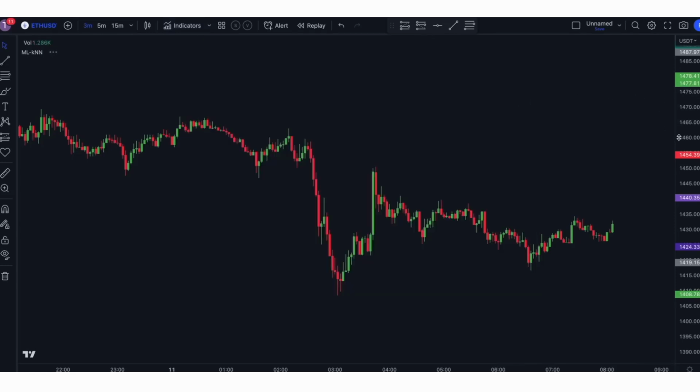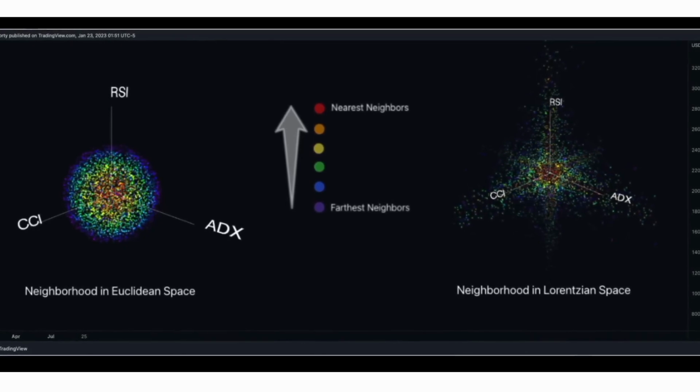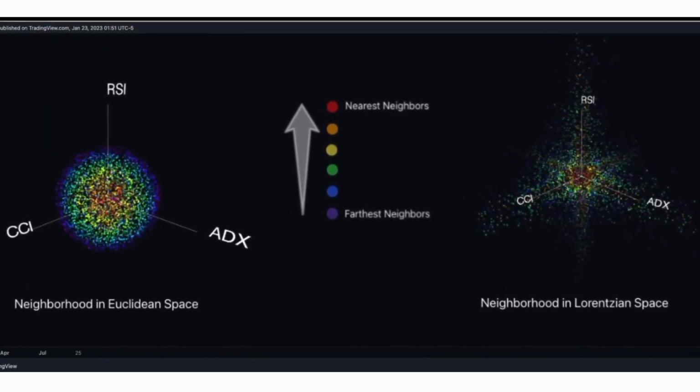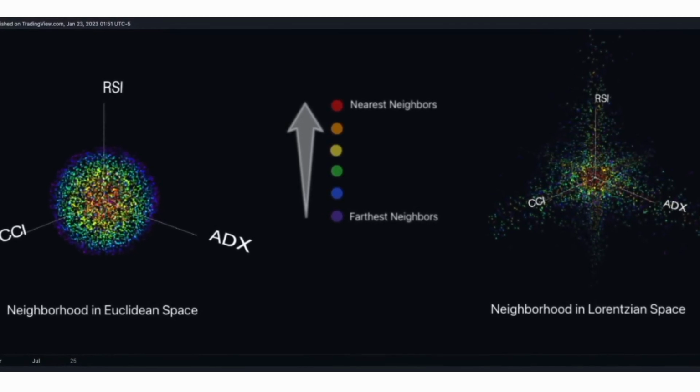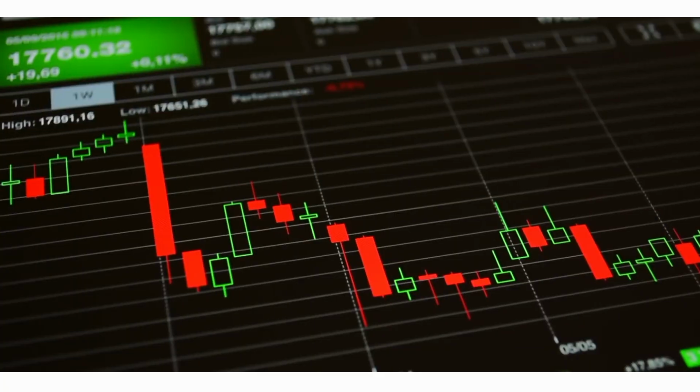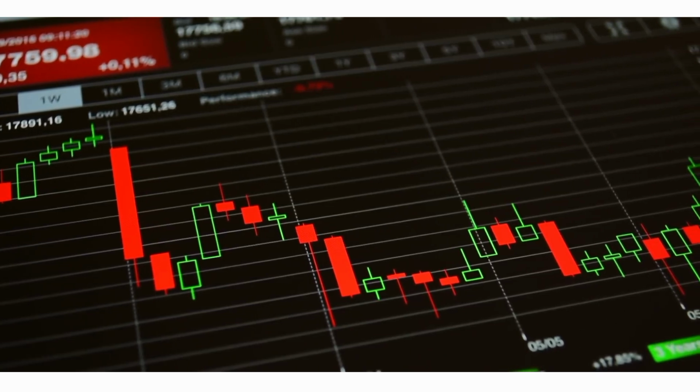The machine learning strategy works by analyzing historical market data and predicting the direction of future price movements based on patterns in the data. KNN is a classification algorithm that determines the class of a data point based on its nearest neighbors in a feature space. In the context of trading, KNN can be used to classify whether a stock price is likely to go up or down based on its historical data.